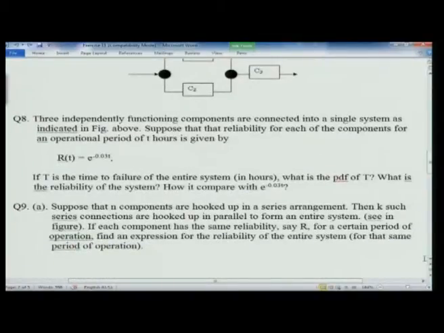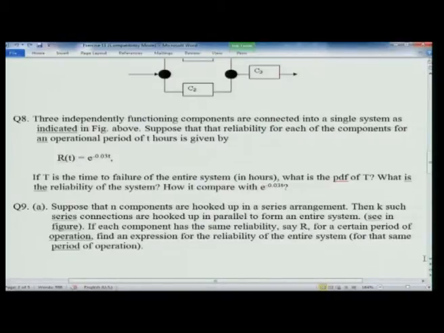So, if t is the time to failure of the entire system, what is the PDF of t? You can find that out. Well, you will first find out the reliability function, or you can try to find the PDF directly. What is the reliability of the system? How does it compare with e raised to 0.03 t?